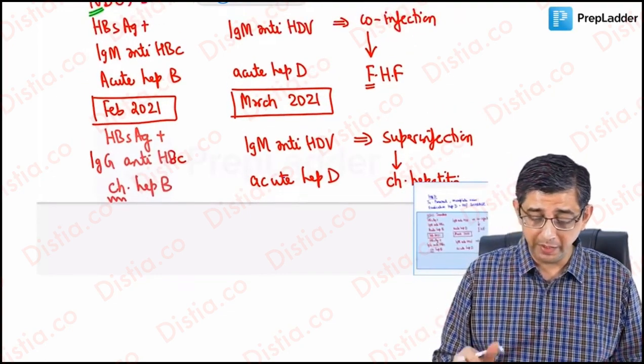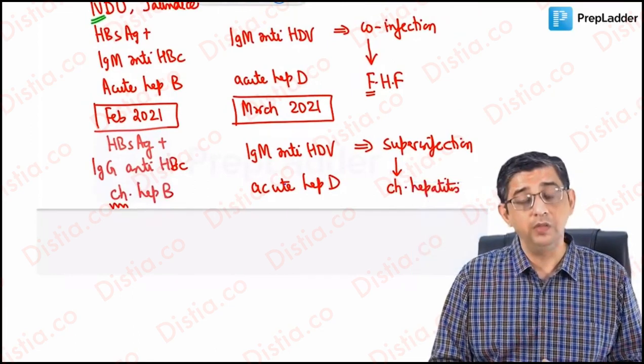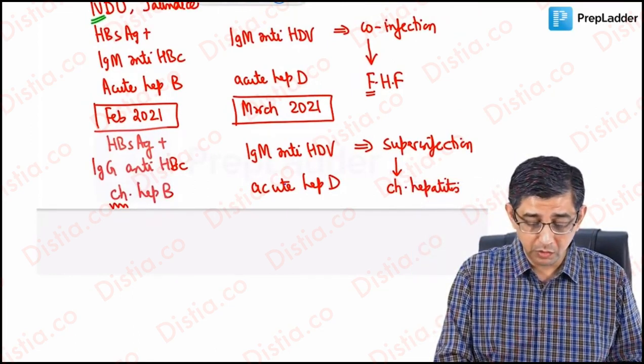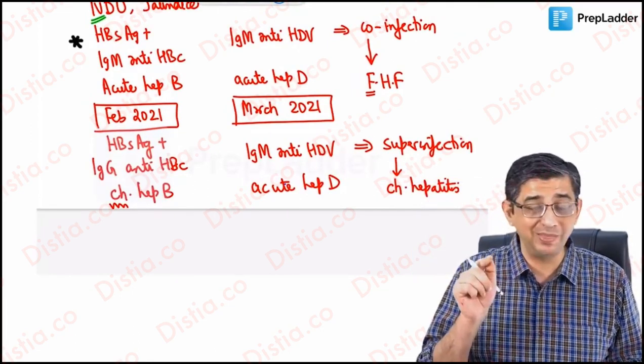The message that I'm trying to give you here is primarily that there could either be co-infection. So co-infection per se is not a method of transmission.